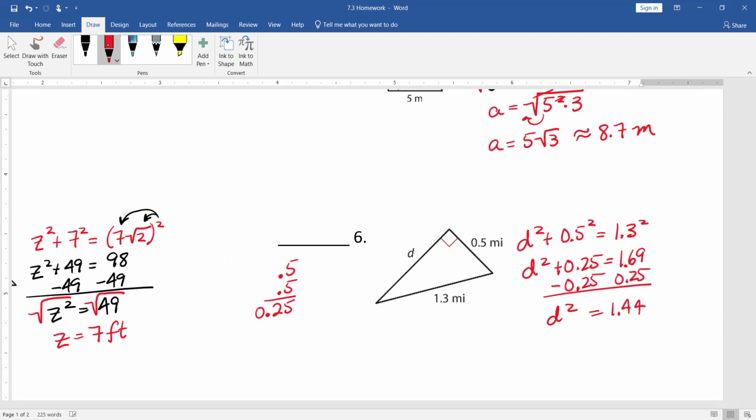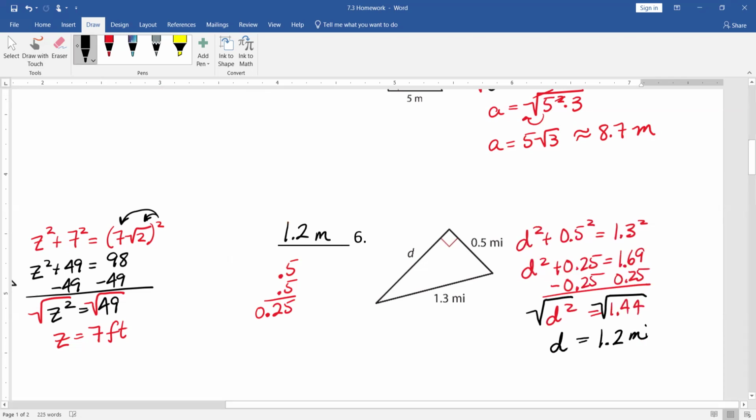Well, we know 144 is a perfect square because it's 12 times 12. However, because of that decimal, we need to make sure that we write that 12 as 1.2, which is our final answer. So in this case, we have another nice, neat answer. So 1.2 miles is the length of that leg.